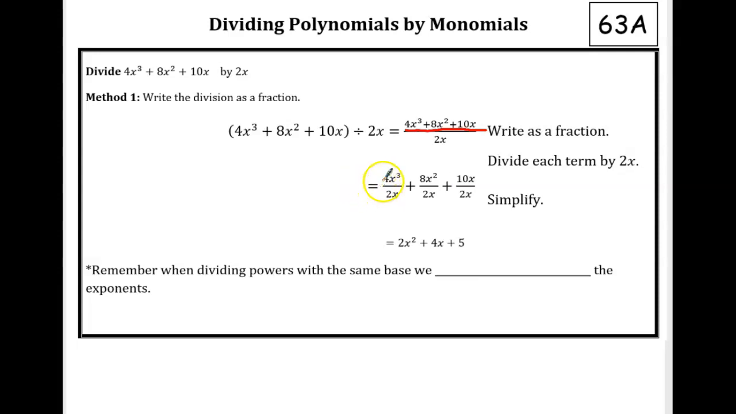So if you look at the example, 4 divided by 2 is 2, and then x to the third divided by x is x squared. So remember, when dividing powers with the same base, we always subtract the exponents. All right, so we're taking each of the terms. We're dividing, though. 8 divided by 2 is 4, and x squared divided by x is x. And 10x divided by 2x would just be 5 because your x's would cancel out.